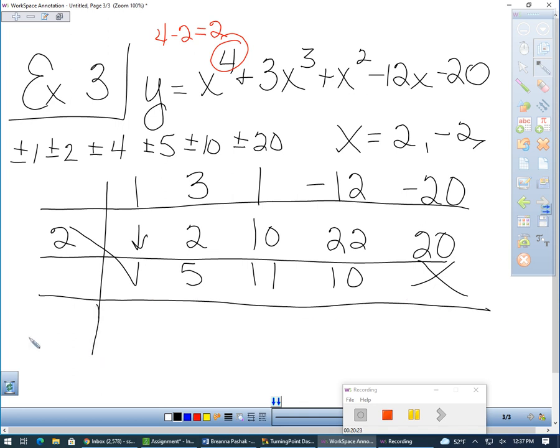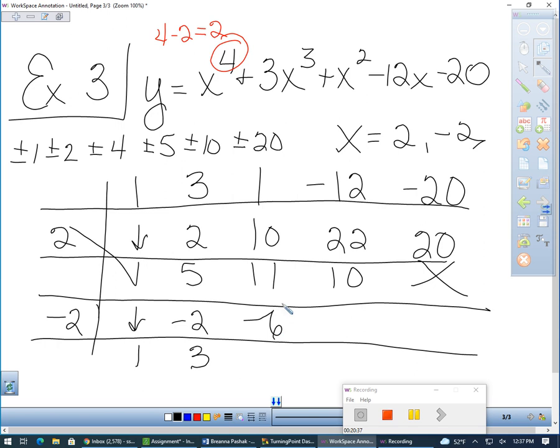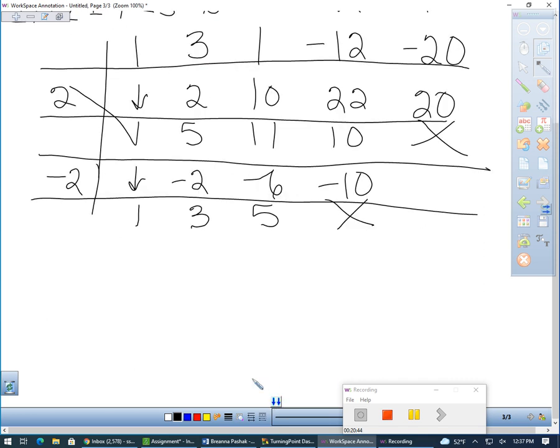This time we're using -2. We bring down the 1. -2 times 1 is -2. Add them together. -2 times 3 is -6. Add them together. -2 times 5 is -10, and again, no remainder. All right, so the quadratic we have left is x squared plus 3x plus 5, and we're going to set that equal to 0. So now let's talk about how to solve this one.